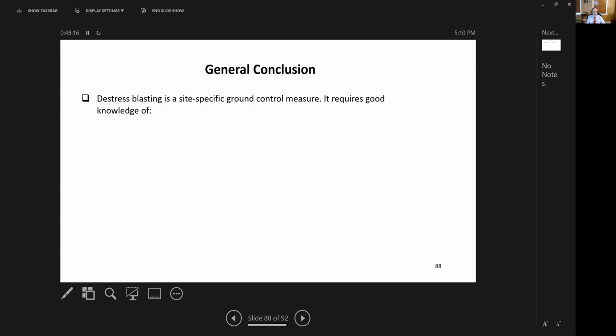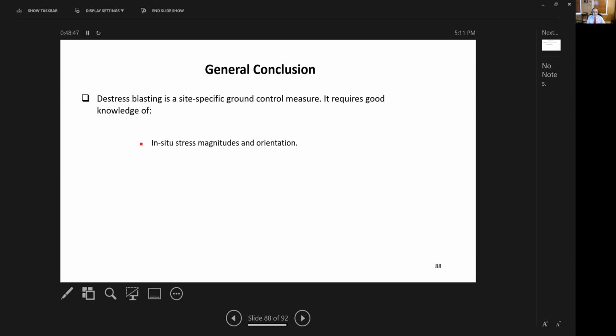So with that, I move to the general conclusion. Distressing is still a bit of an art. There's a lot of science. We've learned a lot of things about the geomechanical effects, modeling, implementation, monitoring, examining the efficiency, a lot, but it's still a bit of trial and error. So the more you know, the better.